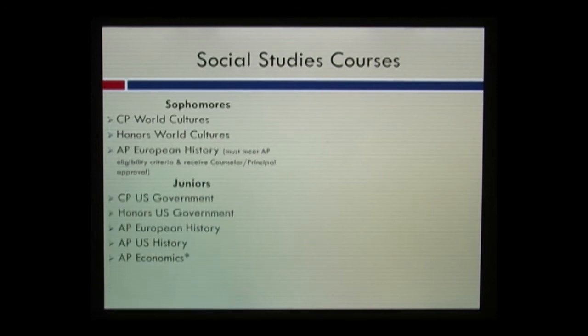Juniors, your main options are CP or Honors U.S. Government, depending on your World Cultures grade this year and the level of challenge you want to take on in this content area. AP options available include European History, U.S. History, and AP Economics. Although AP Economics is available to juniors, it is recommended for seniors. You should speak with your social studies teacher and school counselor if you are interested in taking this course junior year.